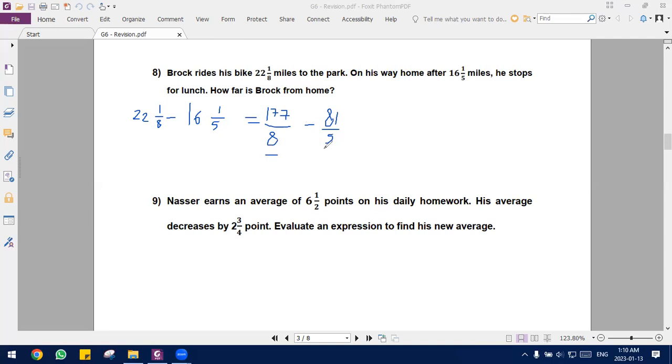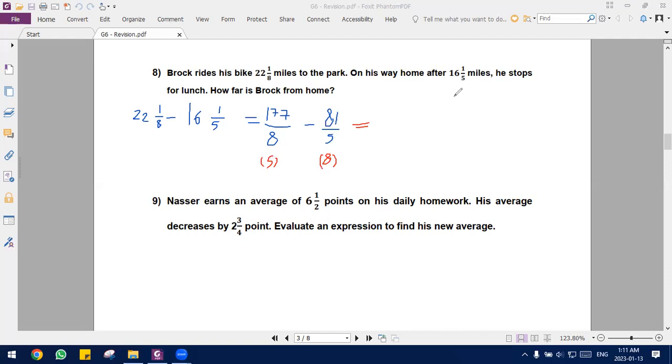We have 8 and 5. We cannot subtract them because they are different. So we need to make them have the same denominator. How? We multiply here by 5 and here by 8. So we multiply the whole fraction. Like the first one, we multiply the whole fraction by 5. Like 177 times 5. So you do it step by step.